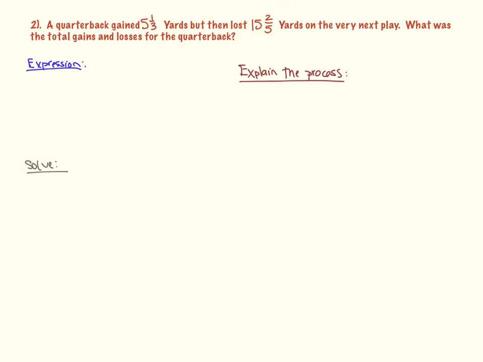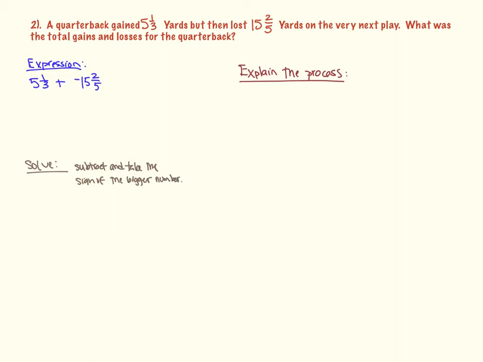All right, so taking a look at this one, we have the quarterback gained 5 1/3 yards, but lost 15 2/5. So that is going to be 5 1/3 plus a negative instead of subtraction, 2/5. Okay, let's go ahead and solve this. So again, we have two different signs, so we're going to again subtract. So let's write that down. Subtract and take the sign of the bigger number. So our answer is going to be negative, okay? So just don't forget about that.